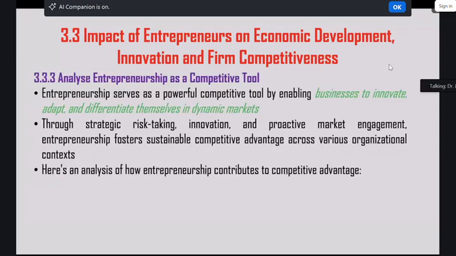Can I have a break? I feel exhausted. Can we have a break like 10 minutes? Then it's okay. Continue with this part 3.3.3. Okay, Doctor. Analyze entrepreneurship as a competitive tool, the last part of innovations and firm competitiveness. So I'll be back around 12:20. Okay, Doctor. Noted, Doctor.